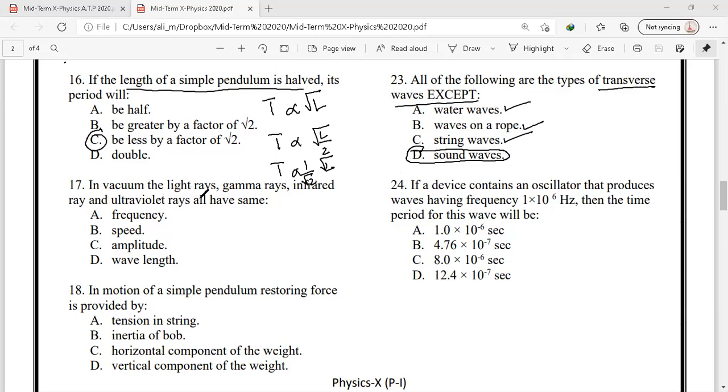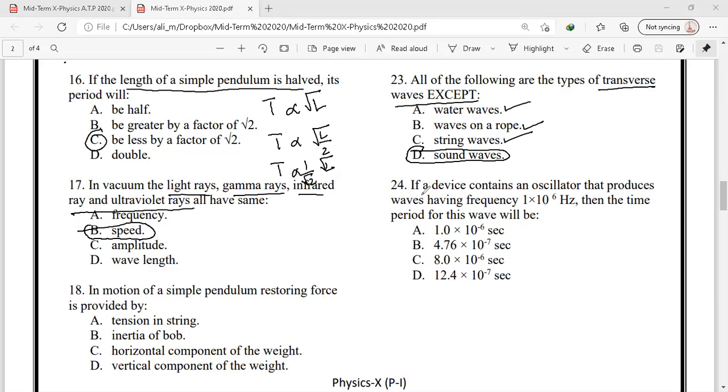In a vacuum, light rays, gamma rays, infrared rays, and ultraviolet rays, these are all electromagnetic waves. It means they all will have the same speed. So the correct option is option B.